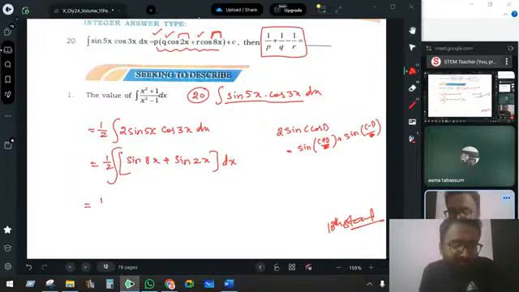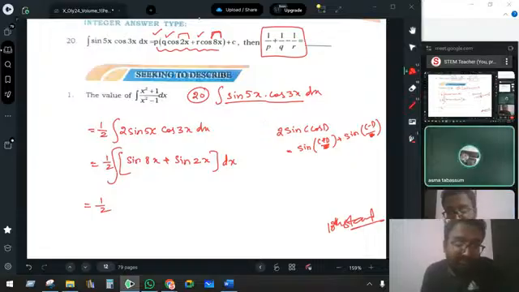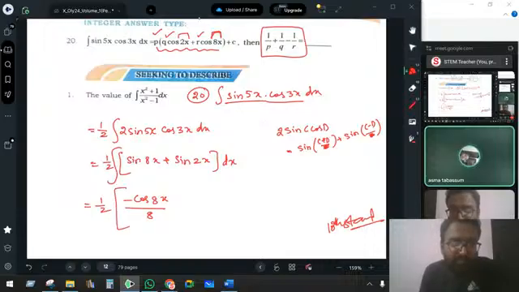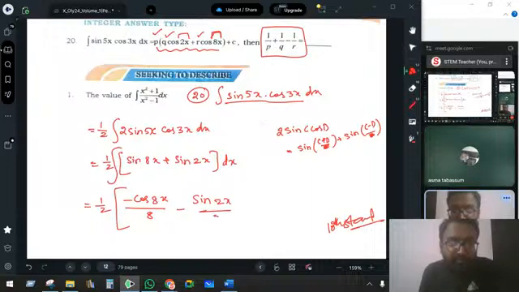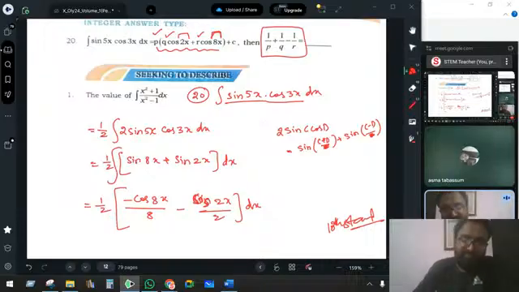Okay, it is 1 by 2. Sin x integration is minus cos. Its integration is minus cos 8x by 8, plus minus sin again, sin 2x by 2 into, sorry, it is cos, right? Thank you. Very rare students can make this kind of mistake.